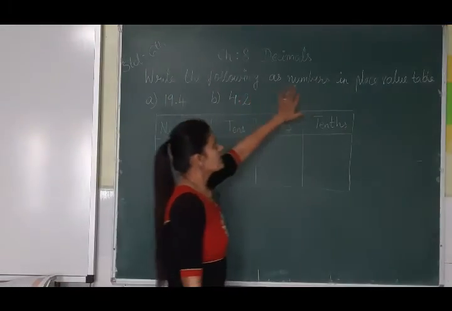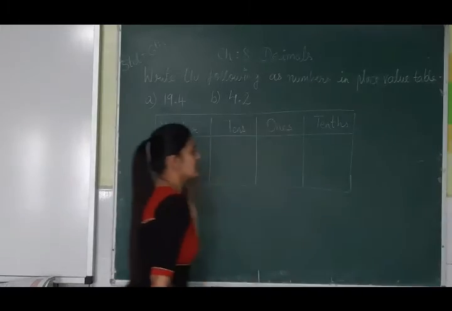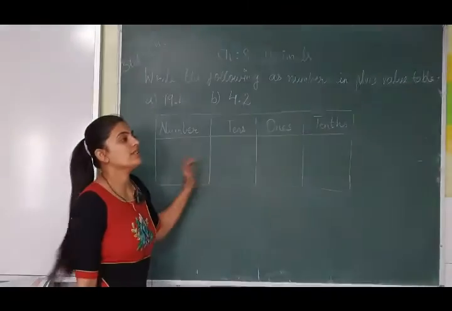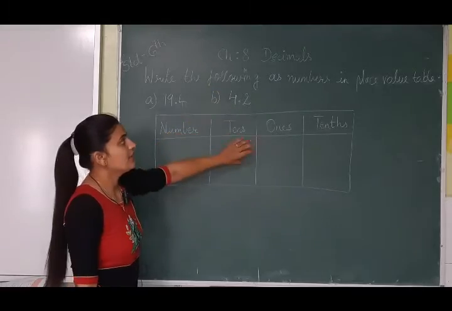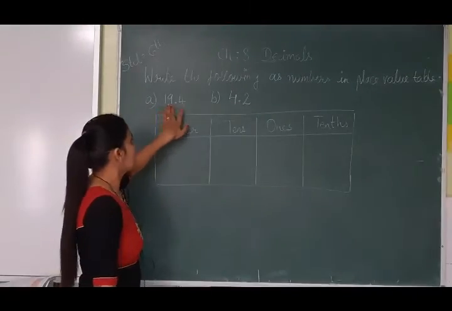Write the following as numbers in place value table. Now a table is given over here and this table is a place value table. What is the place of that number in the place value table? That you have to find out and write. Now first A is 19.4.